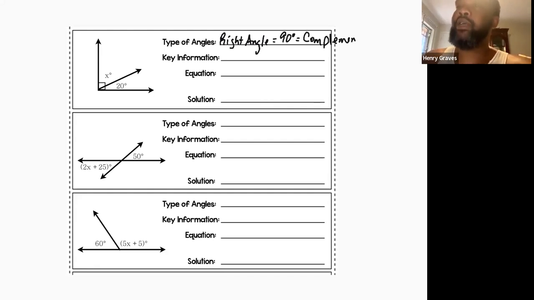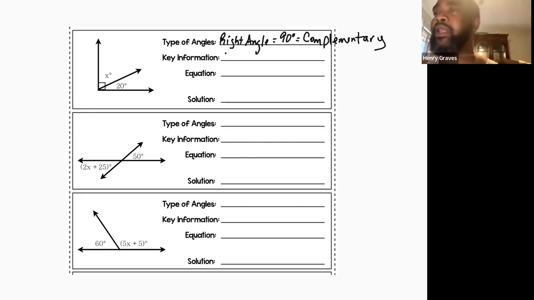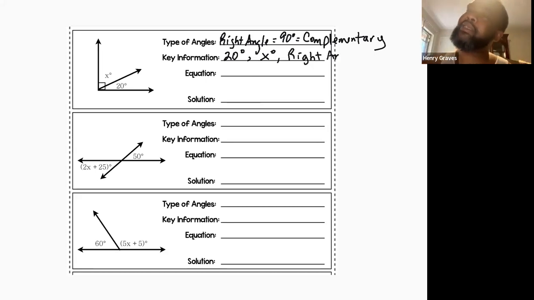So the key information is that we have something called the measure. We have 20 degrees, right? Then we have the x degrees. And then we have the fact that we have a right angle. That's our key information there. This stuff will help us. Our equation is we're going to take both the x and 20 and make it equal to 90.